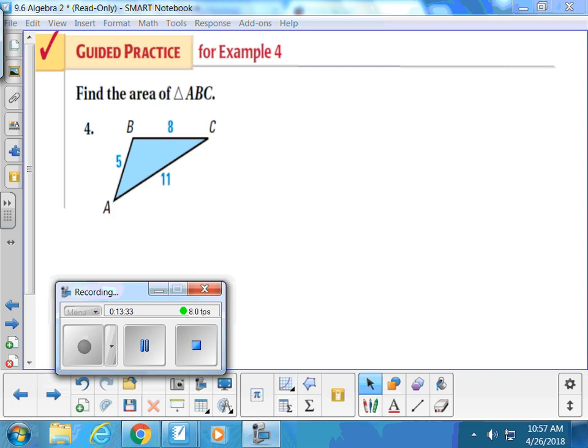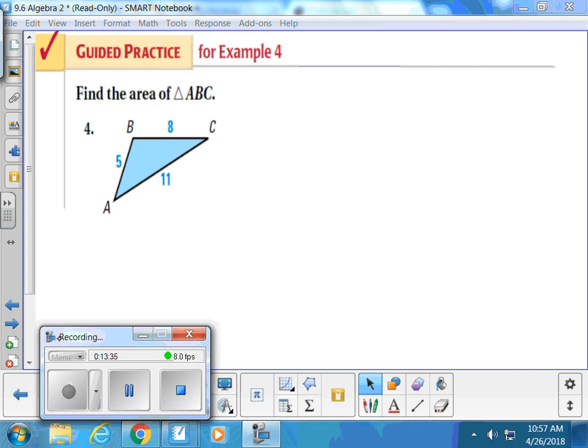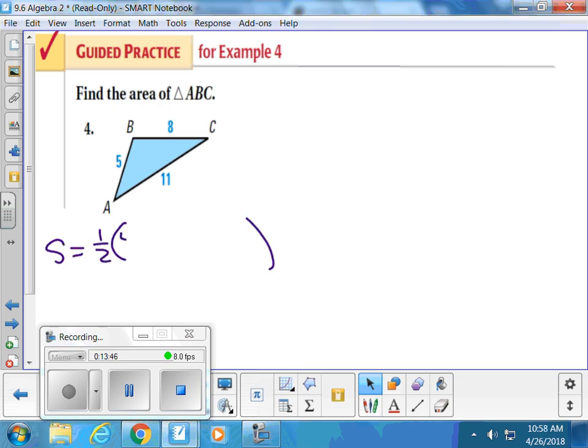All right, we're ready to try one of these. So all we know is what the lengths are of our 3 sides. We can definitely utilize Heron's formula to get our area. Let's start by finding our half perimeter. So you're going to take half of the perimeter. The perimeter would be 5 plus 8 plus 11. So that's 24. And what's half of 24?